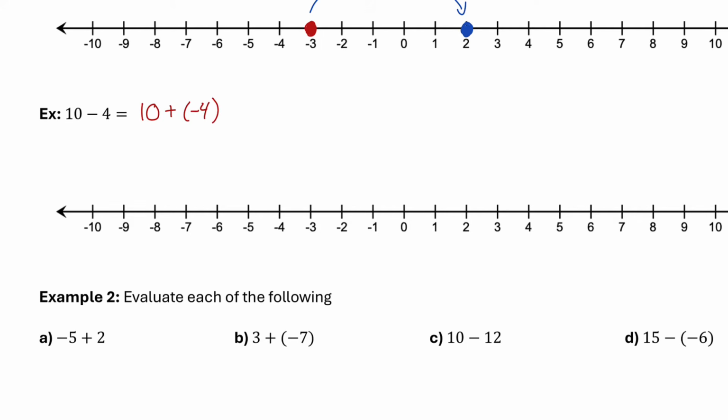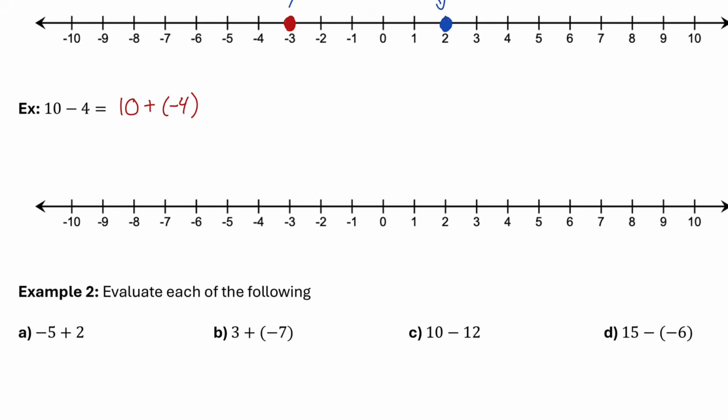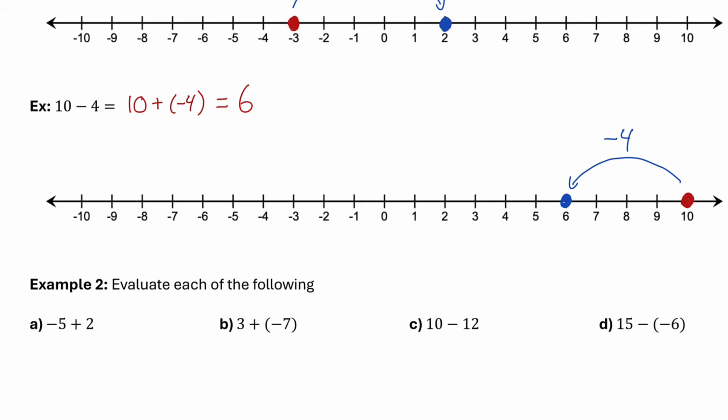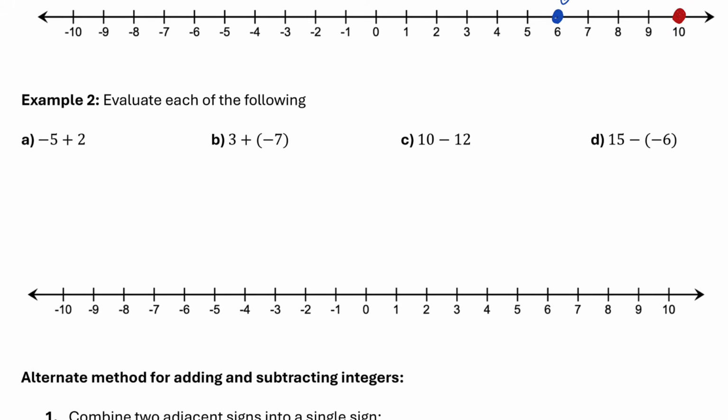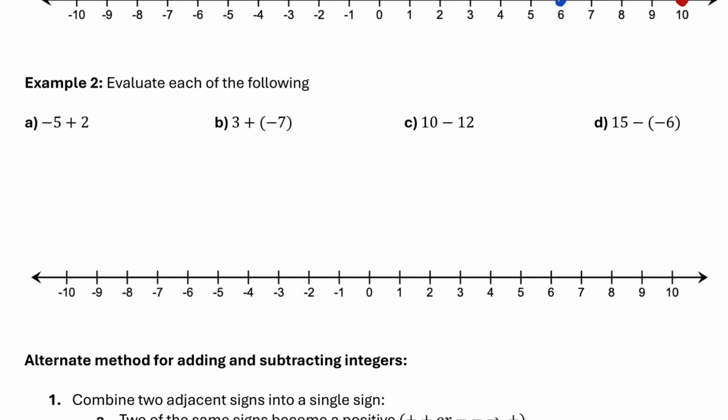And to do 10 plus -4, well, I start at 10 on the number line, and then when adding a negative, we move to the left. So I'll move to the left 4 units, and that of course brings me to 6. So let's go ahead and practice these methods here in example 2 before I show you an alternate method.